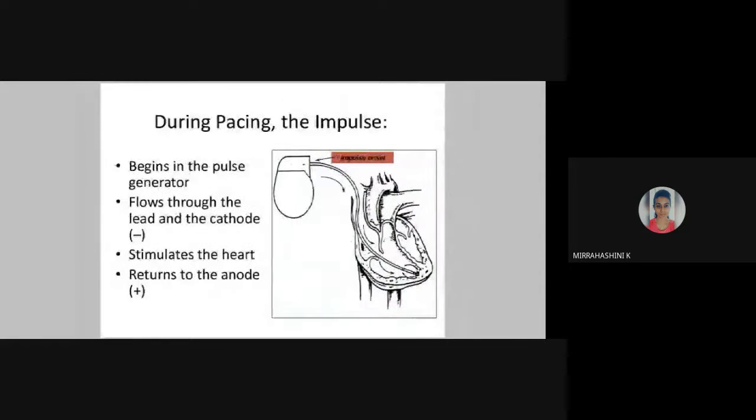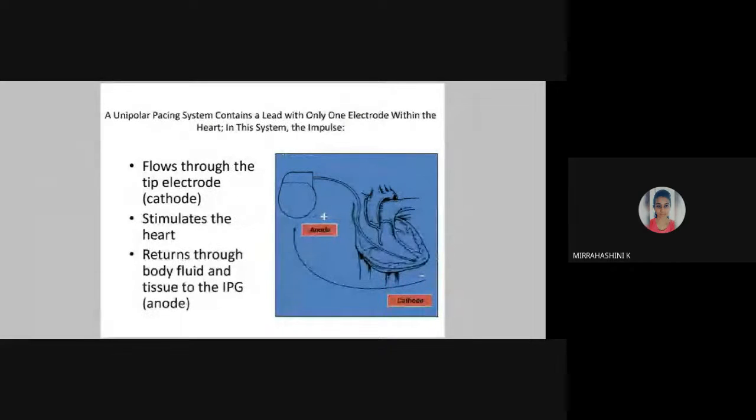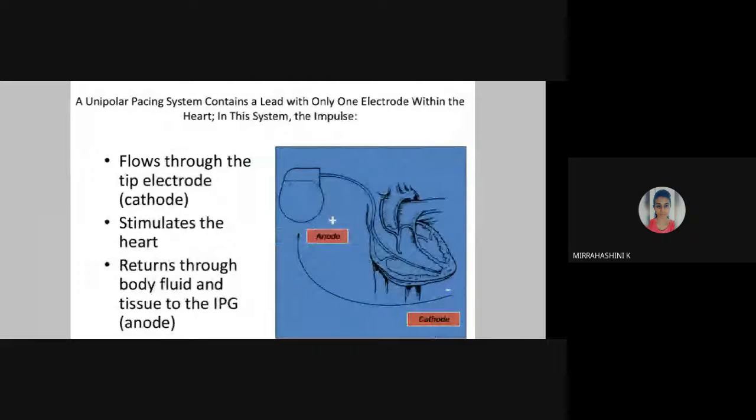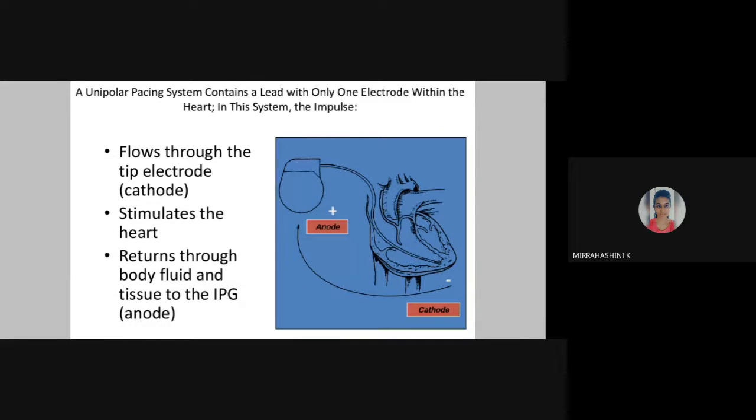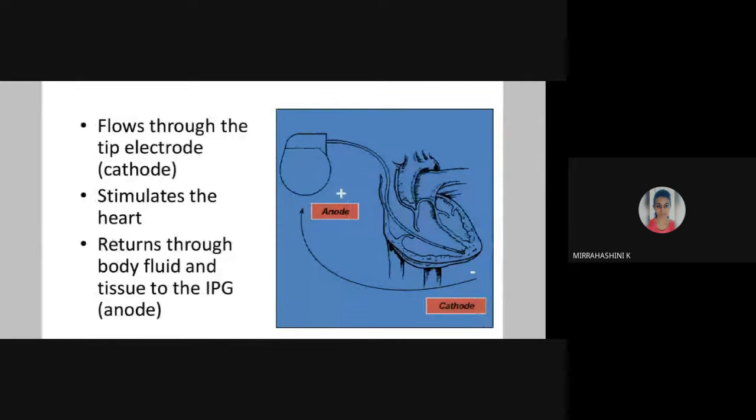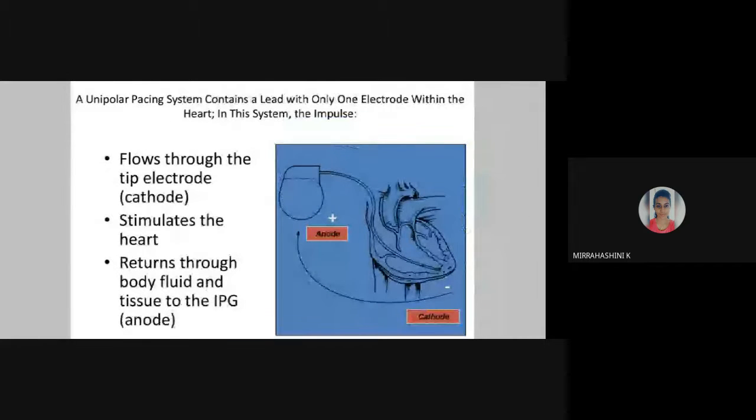So next one is types of pacemaker. This is just a simple classification. One is unipolar, another one is bipolar. So in unipolar, what happens is it contains a lead with only one electrode. Okay, so what happens is it flows through the tip of the cathode and then it returns through the body fluid to the anode. So this is a unipolar pacing system. Okay, in the figure you can see it very clearly. So it flows through the cathode tip and then returns through the body fluids to the anode. Okay, so that is the unipolar pacing system.